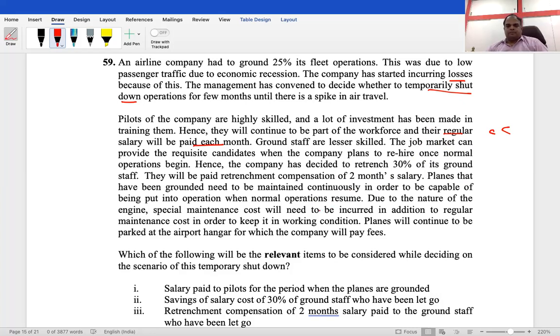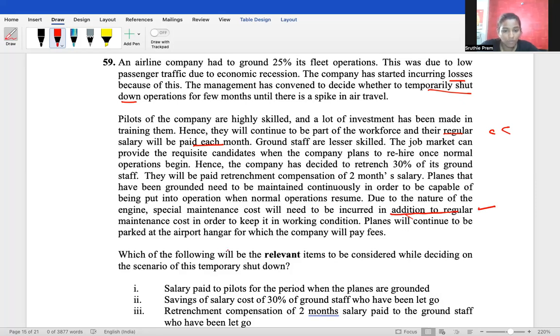Due to the nature of the engine, special maintenance cost will need to be incurred in addition to regular maintenance cost in order to keep it in working condition. Planes will continue to be parked at the airport hangar, for which the company will pay fees.